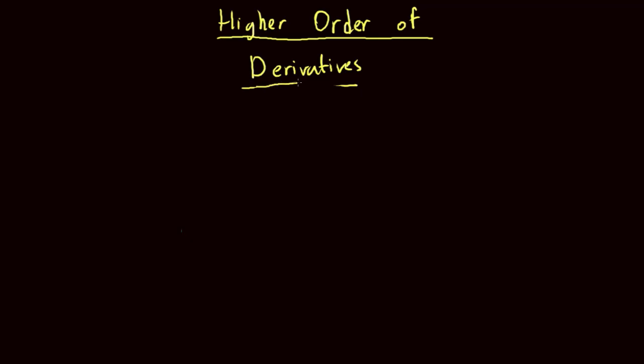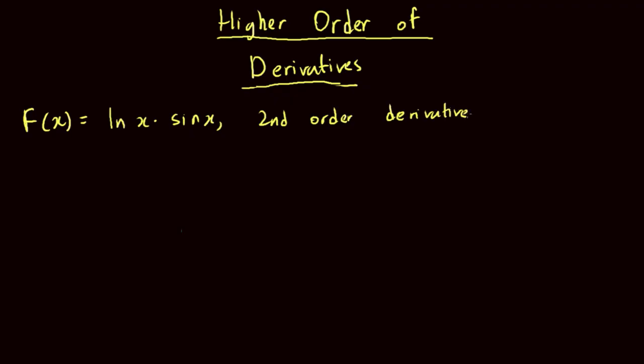So for a normal function, imagine that our f(x) was just, let's say, ln of x times sine x, and the question wants us to find the second order derivative. How are we going to do that? First we're going to find the first order derivative, which is simply df(x) over dx, or in notation, f prime x.